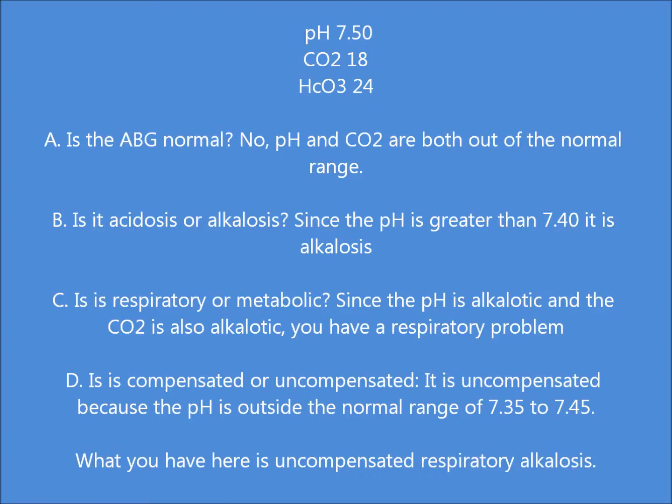Is it respiratory or metabolic? Since the pH is alkalotic and the CO2 is alkalotic, you have a respiratory problem. Is it compensated or uncompensated? It is uncompensated because the pH is outside of normal range of 7.35 to 7.45. What we have here is an uncompensated respiratory alkalosis.